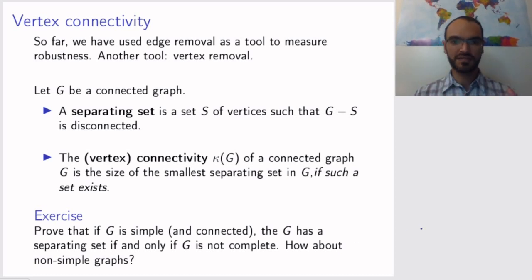But if we look at graphs that do have separating sets, then the vertex connectivity is, in a sense, the smallest number of vertices that you can remove to make the remaining graph disconnected. Not just in a sense, this is actually what it is.